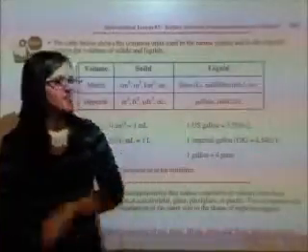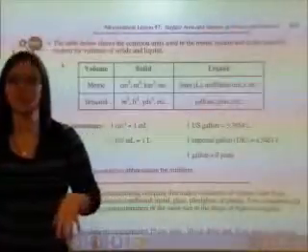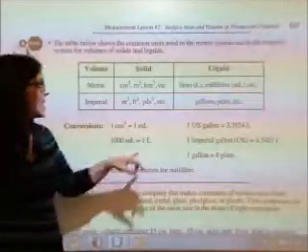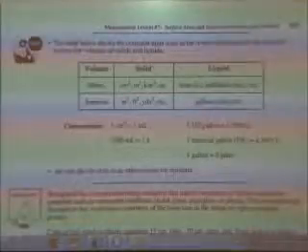1 US gallon is 3.7854 liters. 1 imperial gallon, because the United States and Britain have their own imperial systems when it comes especially for capacity, is 4.5461 liters. And 1 gallon is equal to 8 pints.